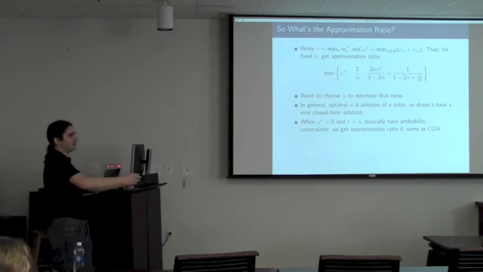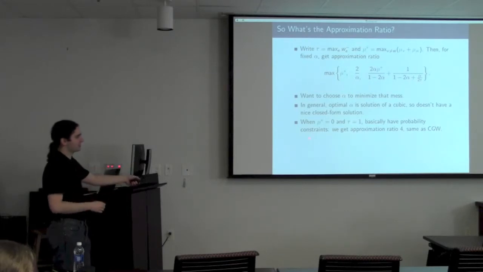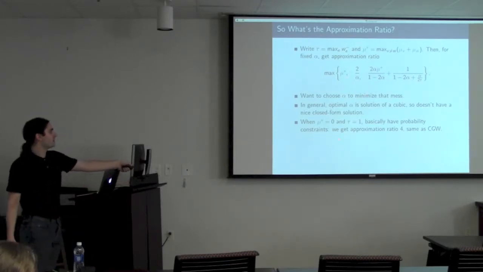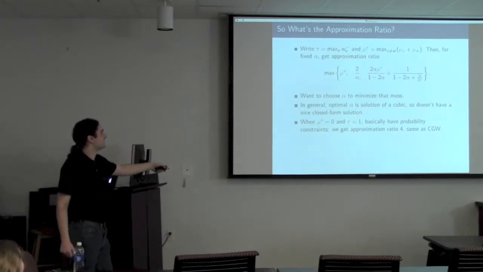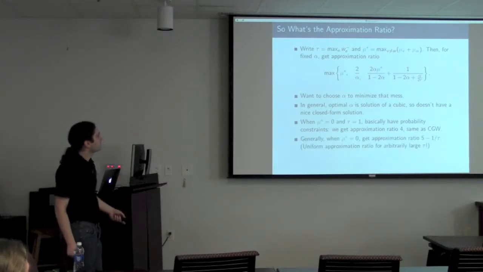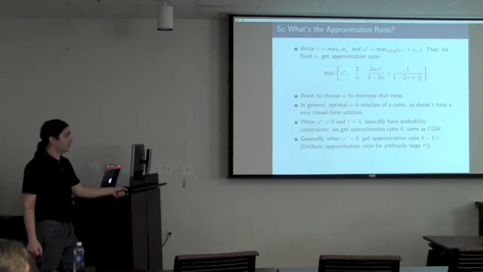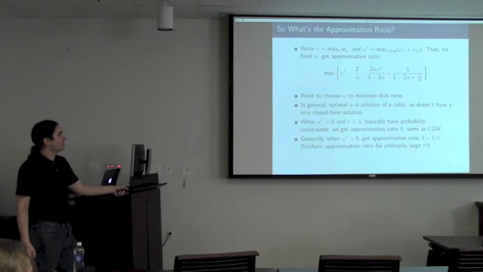So you've got maybe a little more wiggle room than probability constraints. But an approximation ratio of 4 falls out of this, because you can just get rid of that twice alpha mu. So that term you can just omit altogether, and it simplifies to 4. And in general, if you just ignore the size constraints altogether, you'll get an approximation ratio of 5 minus 1 over tau here.